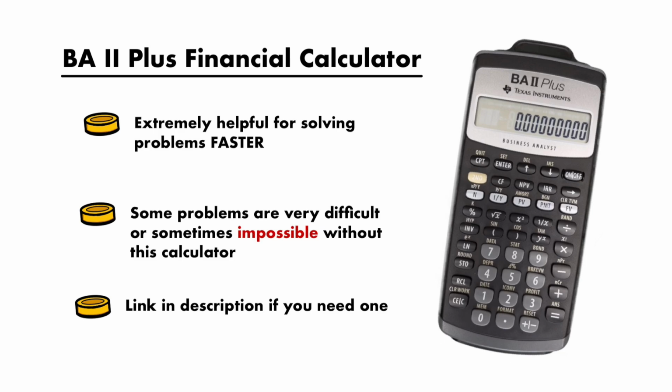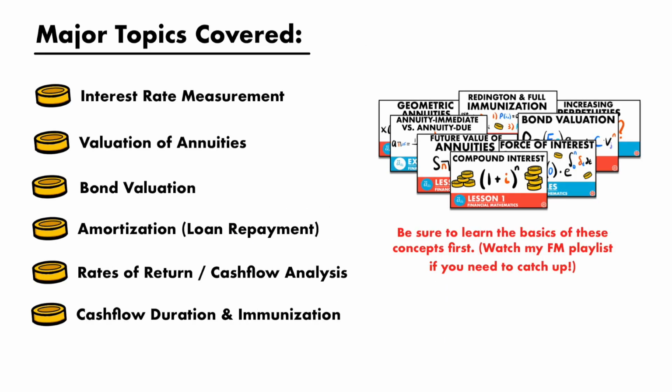And then finally, the third thing that I wanted to mention is that this is a review focused on the concepts that are tested on the Actuarial Exam FM, and that's it. So that means I'm going to cover interest rate measurement, the valuation of annuities, bond valuation, amortization, a little bit of cash flow analysis, cash flow duration, and cash flow immunization. Okay, so basically everything I covered in my financial mathematics series, minus a few of the concepts that are no longer tested on the Exam FM.